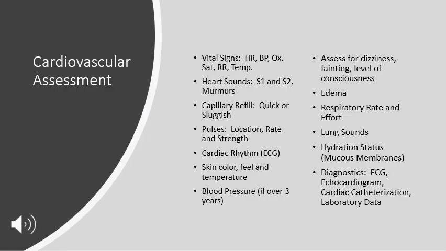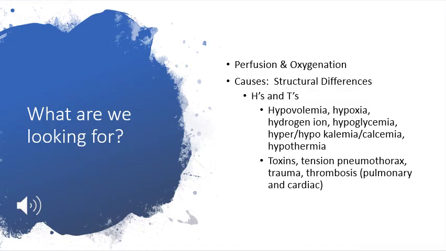This slide shows some components of the cardiovascular assessment. Your book also outlines the assessment on page 833. The object of the cardiovascular assessment is to identify any issues and determine if the body is compensating for those issues. If there is an issue, we want to look for any reversible or treatable causes. The most common treatable causes are often referred to as the H's and T's.